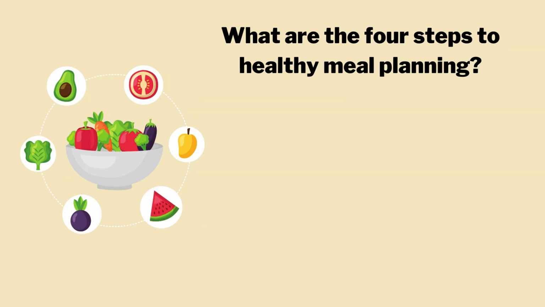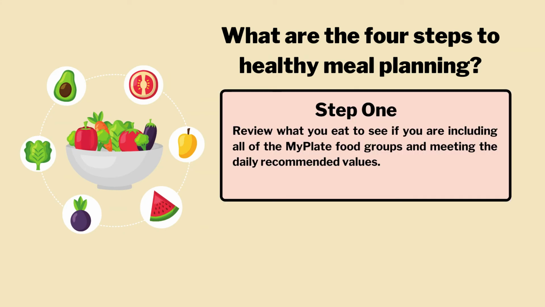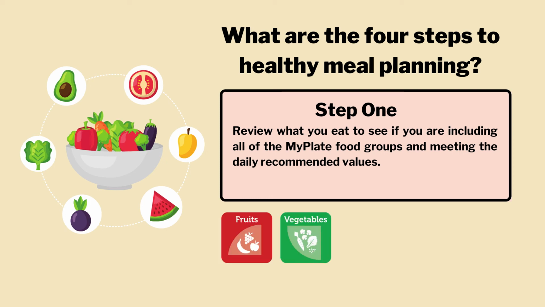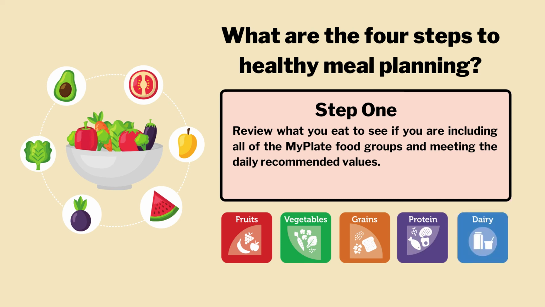Time to review. Do you remember what the 4 steps are to planning healthy meals? Step 1. Review what you eat to see if you are including the MyPlate food groups and meeting the daily recommended values. Remember that you should aim to include fruits, vegetables, grains, protein, and dairy in your meals.